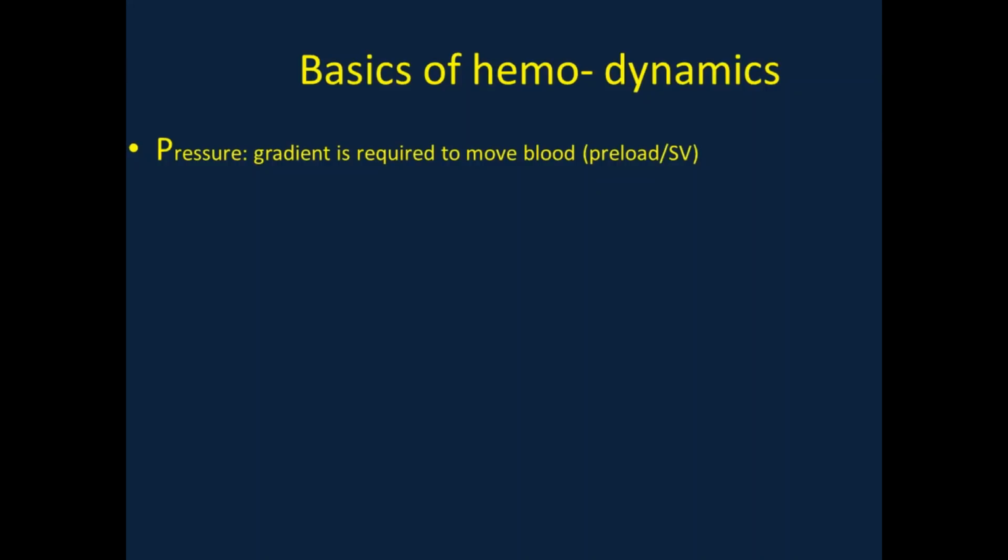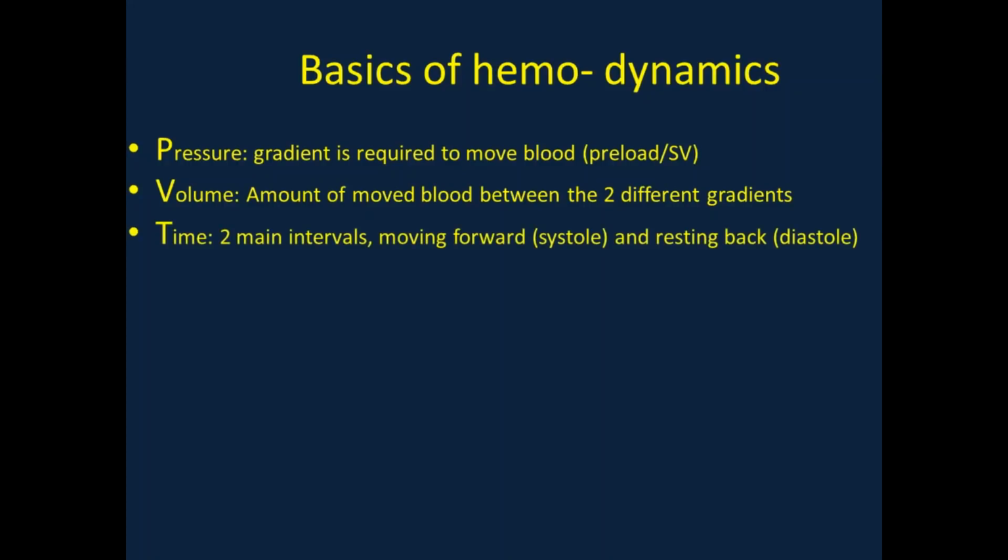And the pressure will be created by having a preload or stroke volume to create the difference between systole and the diastole. Then you have a volume. The amount of blood moved by this pressure gradient is a volume, which is cardiac output or stroke volume. Then you need a time difference to get back into the resting stage. So systole to push the blood in front, and resting stage diastole to get back into the resting stage and give a chance for new filling and push again another volume of blood, which is a new stroke volume.